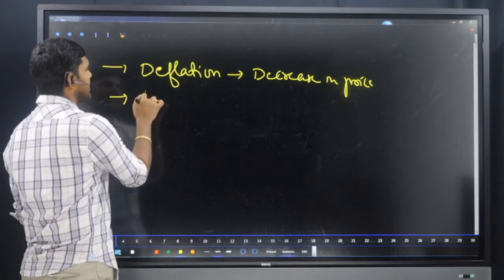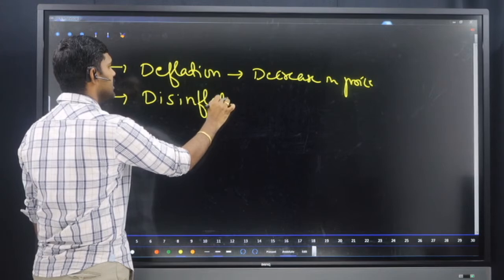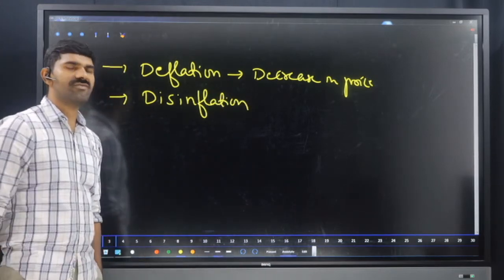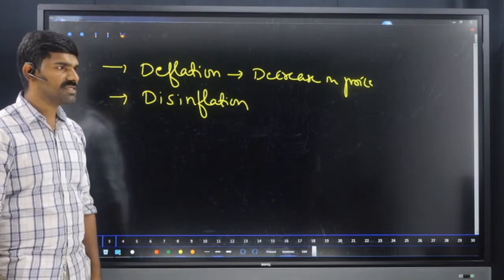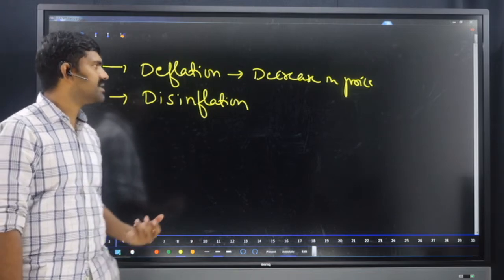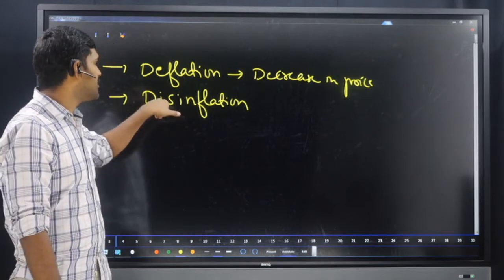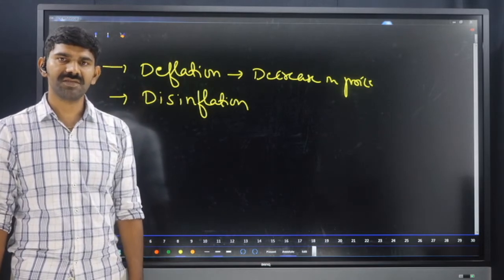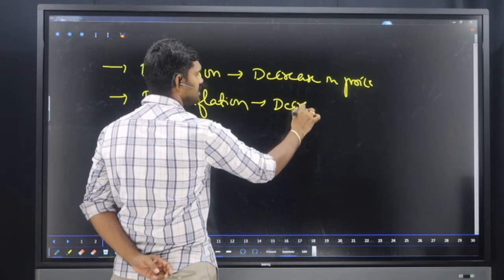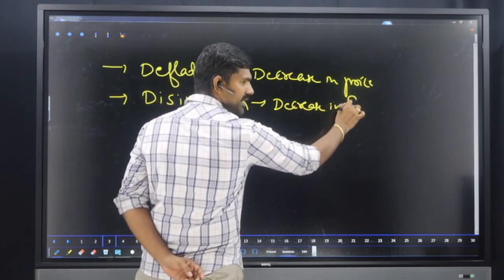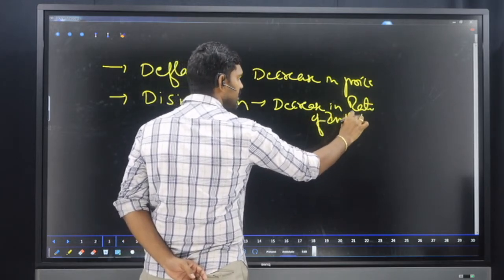Next one. Disinflation. Anyone has any idea on this topic? Do ping me immediately. Okay. What is the meaning of disinflation? Disinflation is different from deflation. I told you that deflation is a decrease in the price of commodities. But disinflation is not a decrease in the price; it refers to a decrease in the rate of inflation.